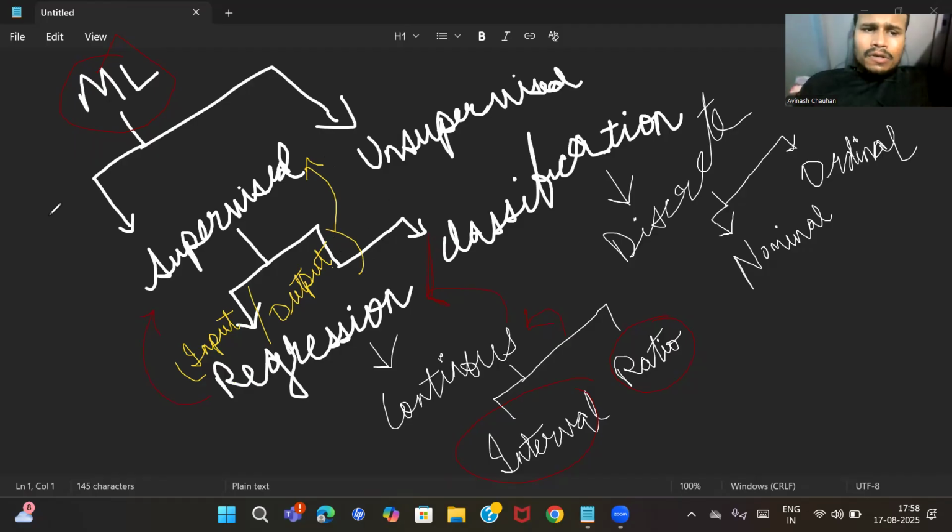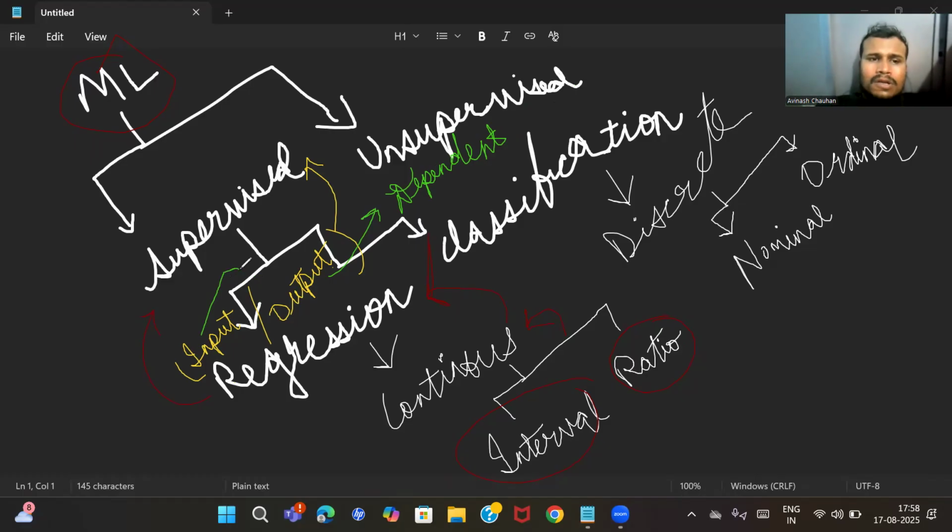What is the output? Output here is basically called our dependent feature. And what is the input feature called?